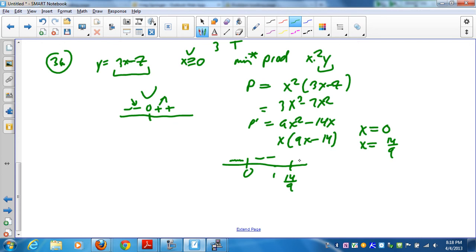And what happens over here? Pick a big number, like say 5. 9 times 5 is 45, subtract 14, it's still positive, so we have positive. So it looks like it very well could be that. So our minimum value is 14 over 9.